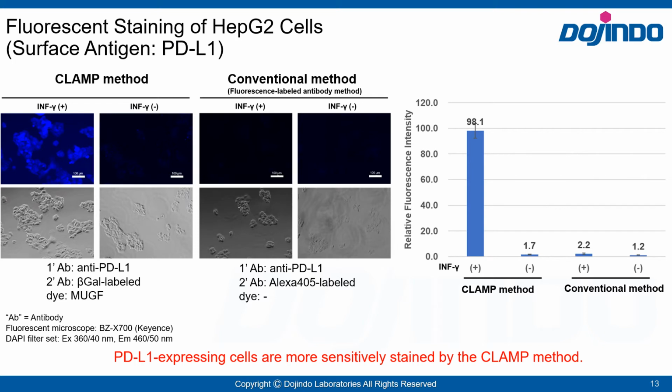The top row of images are the fluorescent results from each combination of staining method and treatment condition. The two images on the top left are ones produced by the clamp method of staining, where we can see that fluorescence was observed only after INF-gamma treatment. The two images on the top right were produced via staining with a fluorescently labeled antibody. Here, we can detect hardly any fluorescence regardless of INF-gamma treatment. To the right of these images, we have quantified measurements of fluorescence intensity from the images on the left. We can see that fluorescence intensity did increase with the conventional method, but if we compare the effects of INF-gamma treatment between the two methods, it's clear to see that the clamp method is far more sensitive.